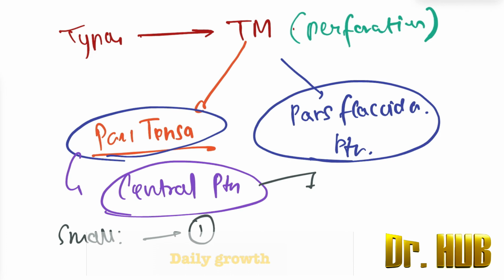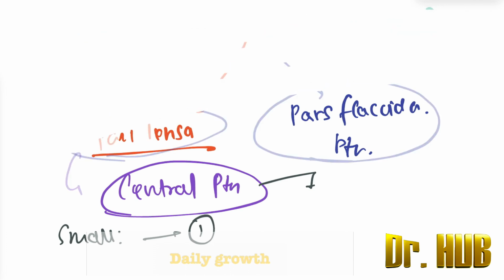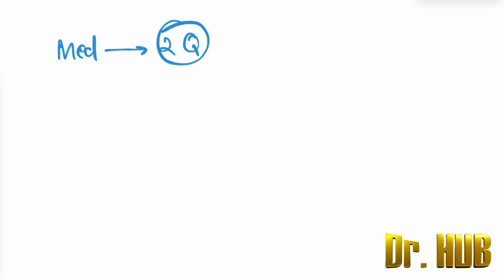To better understand the tympanic membrane, we have already made a video on the structures of the tympanic membrane. To continue, we saw small involves one quadrant. Next comes medium. Medium involves two quadrants. Then comes large. Large involves three quadrants.